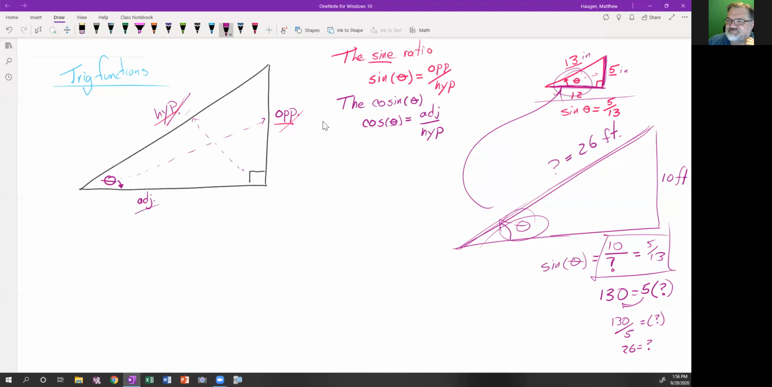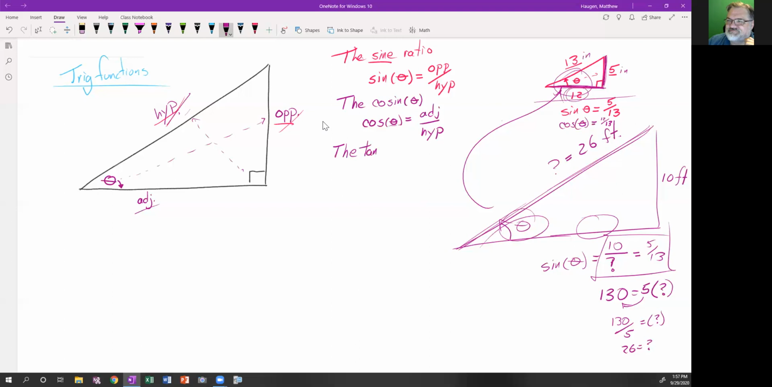For my little triangle up here, the cosine of theta, we can put the parentheses or not, would be that, again, ratio between the adjacent side, the 12, and the hypotenuse, 13. So the cosine value there is going to be 12/13. And we could use that to figure out what this length is in our big triangle if we wanted to. Okay, that's two ratios down. We got the ratio between the opposite to the hypotenuse, the ratio of the adjacent to the hypotenuse. We got a few more ratios we want to look at.